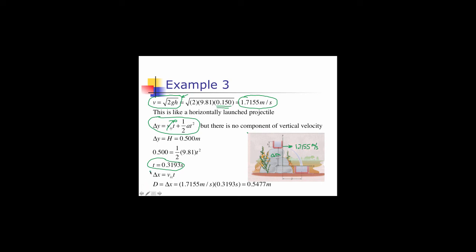Now, how far does the water go in the x direction? Well, it's simply the initial velocity in the x direction, which by the way doesn't change. And we found that up here to be 1.7155. And you simply multiply that velocity by the time we had, and we find that the water shoots out horizontally 0.5477 meters. And again, if you're doing this on the AP test, I would suggest sig figs.